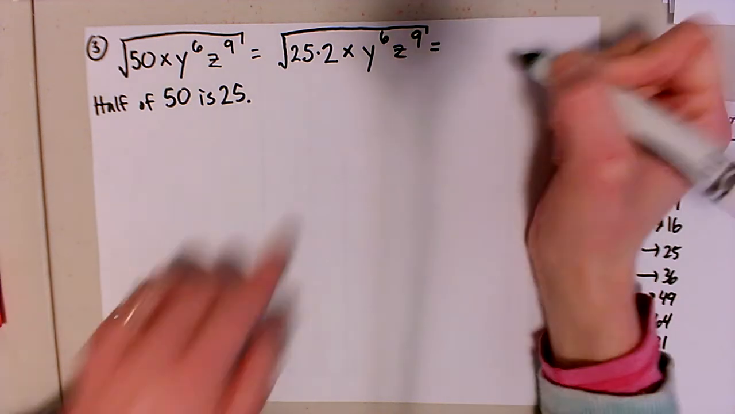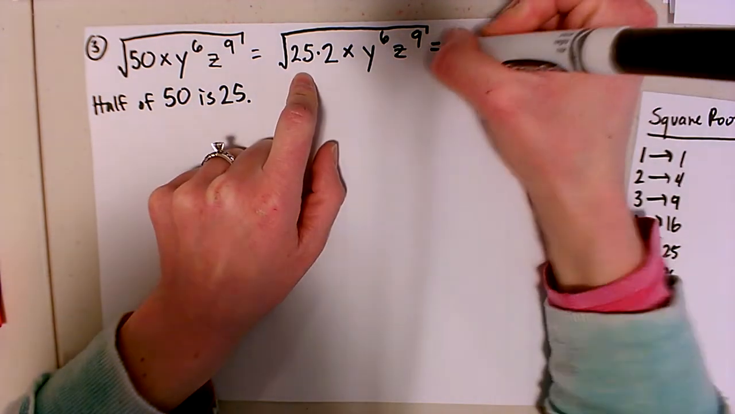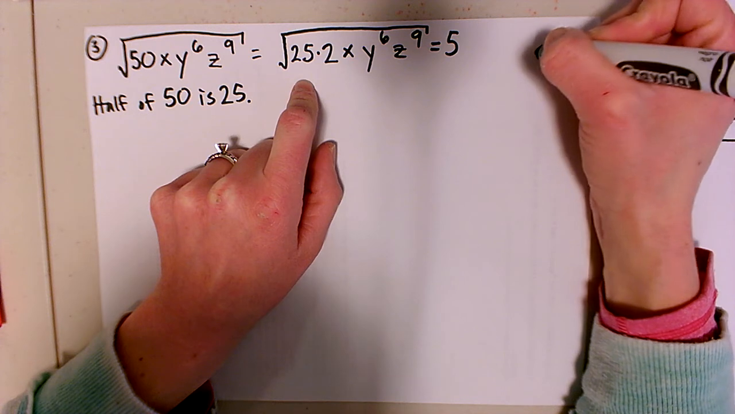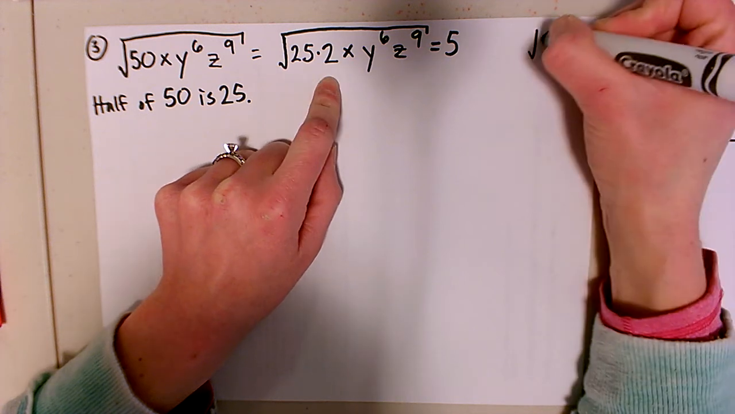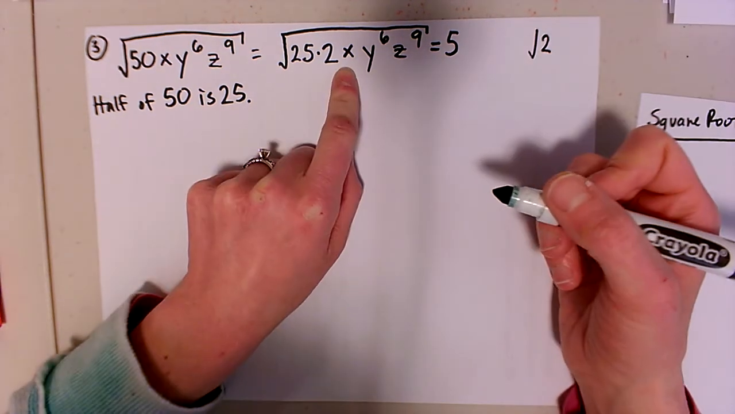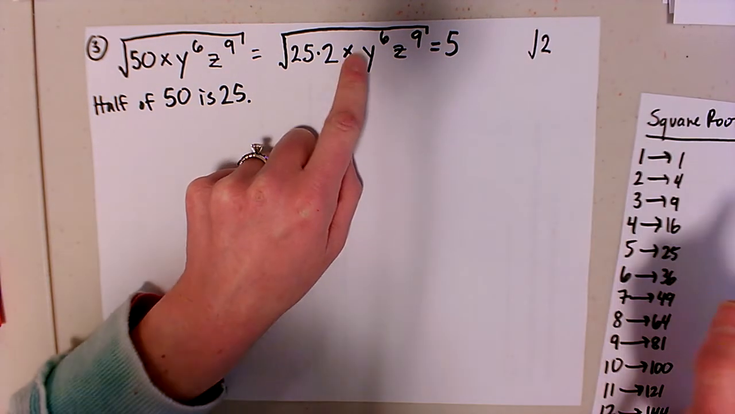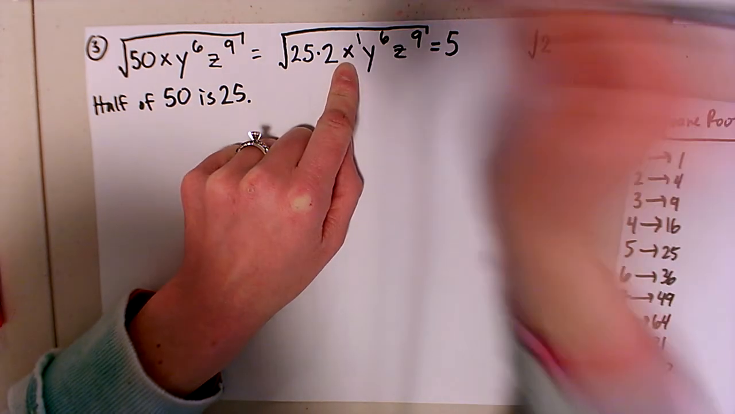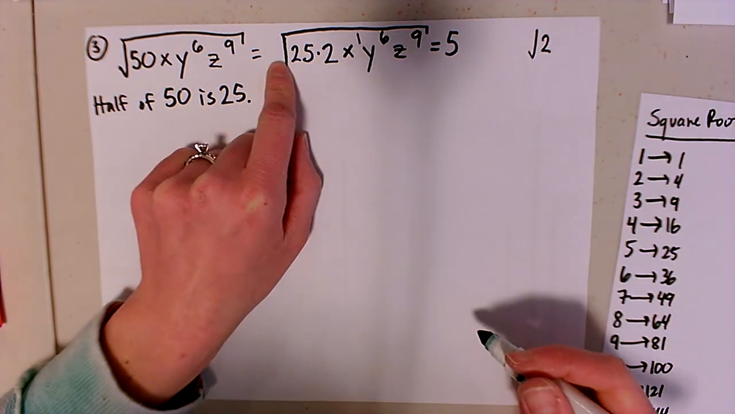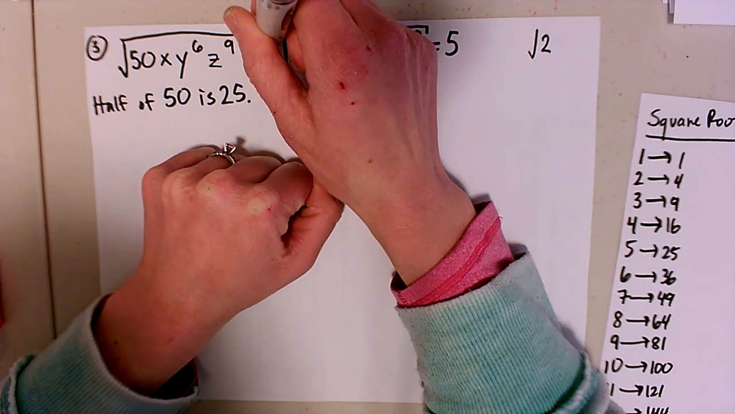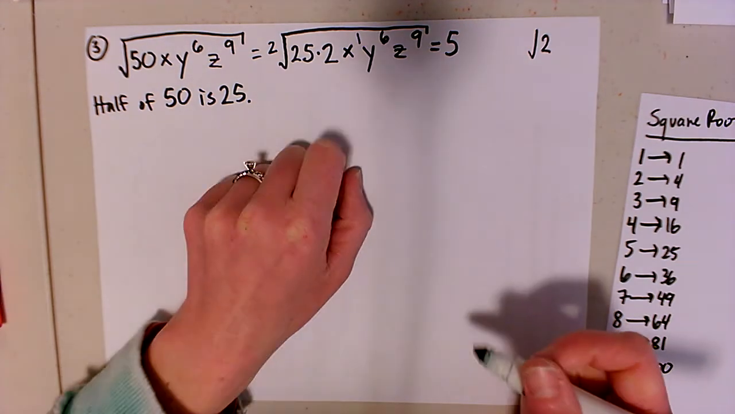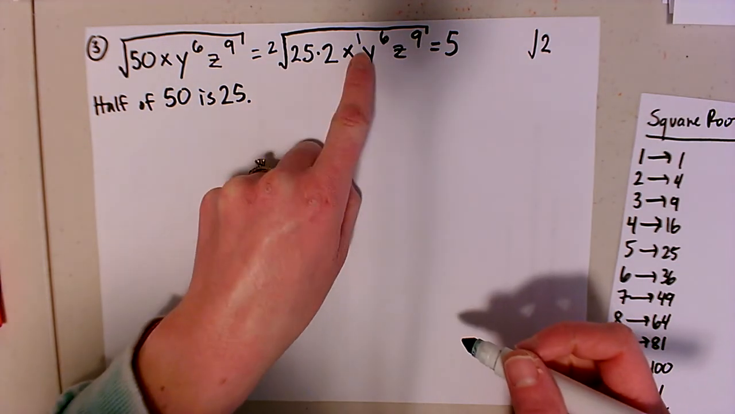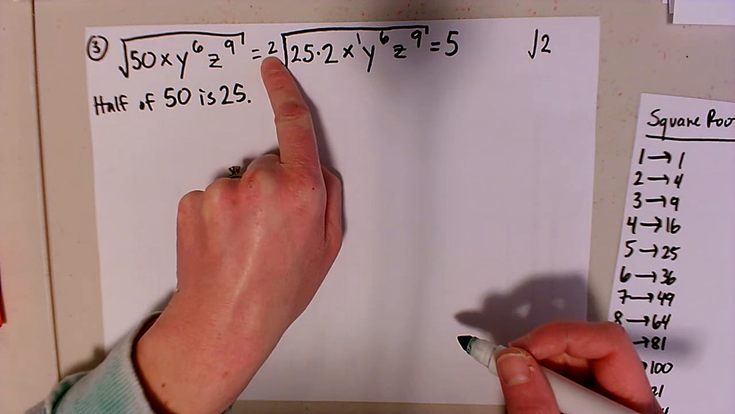Alright, so now, what's the square root of 25? That's 5, so I can pull that on the outside. The square root of 2 we can't do, so we leave that on the inside. Now, the square root of x to the 1. There's an exponent on this x, you just can't see it. That exponent is 1, right? And then we have a root over here, we just can't see it. That root is 2. So we've got an exponent of 1 and a root of 2.